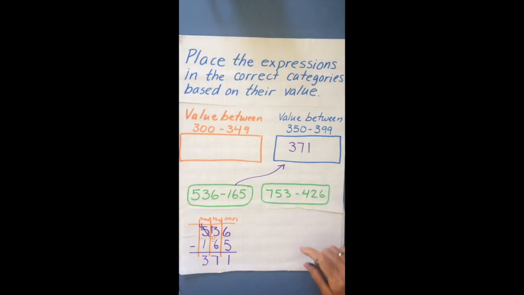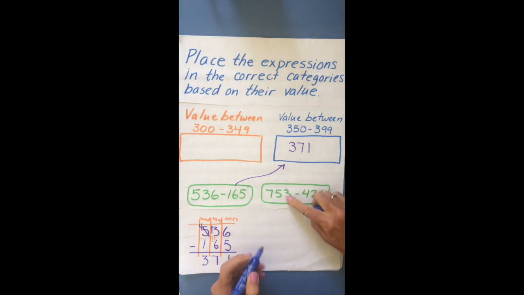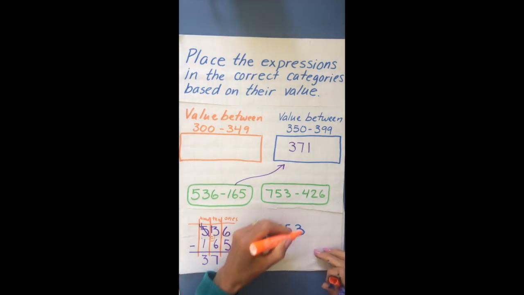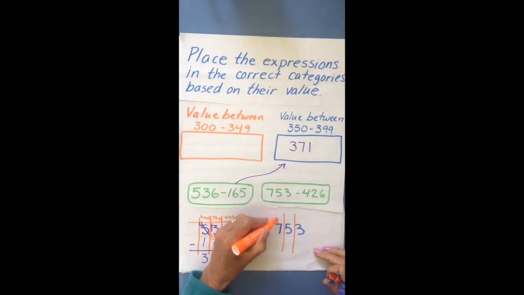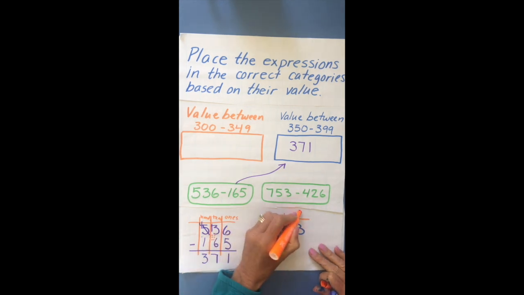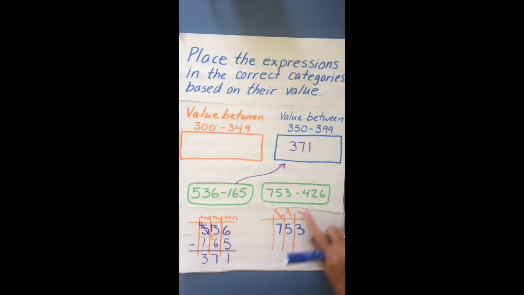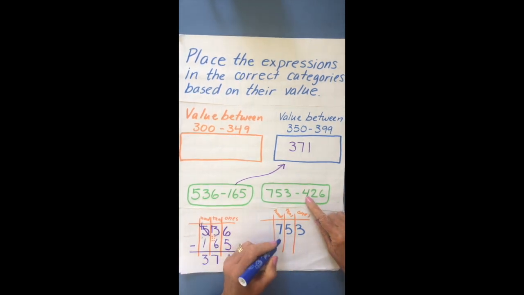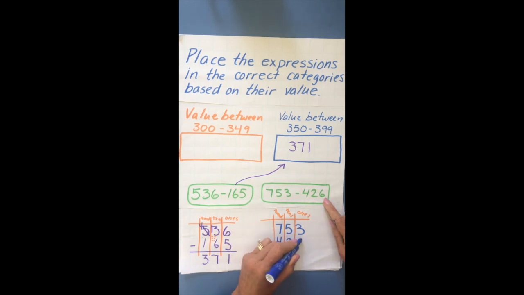Okay. Now I'm going to try this one here, and I'm going to use blue pen. So I'm going to write the number 753, and then I'm going to do my place value chart. Ones, tens, hundreds, and I just put hund again. And now I have to put this number 426 into the correct place. So this is a 400, so I put it here in the hundreds place, the 20 in the tens place, and the 6 in the ones place. And now I can subtract.